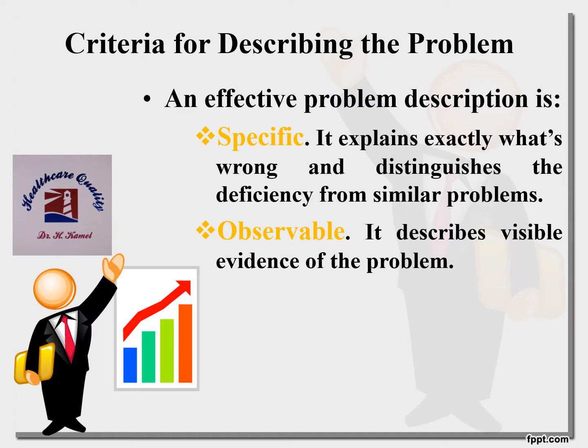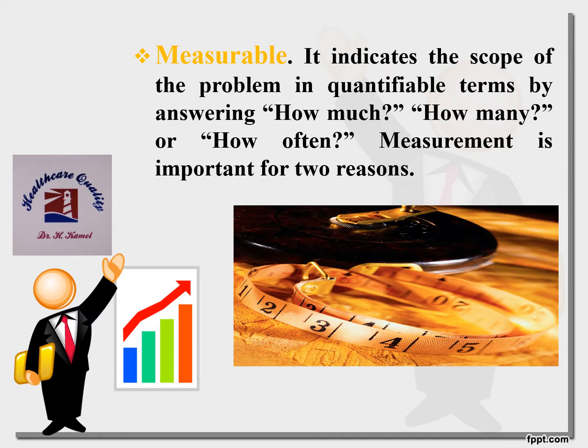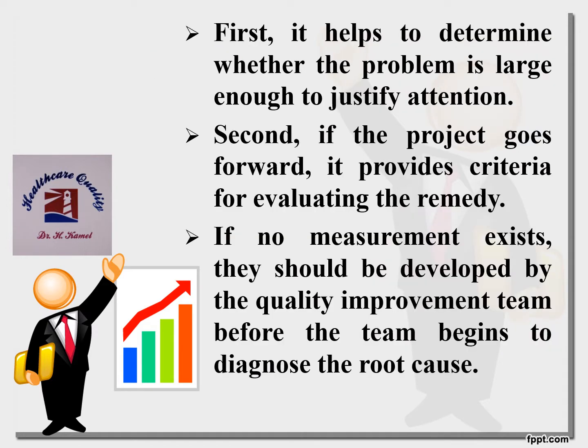Number two, observable. It describes visible evidence of the problem. Number three, measurable. It indicates the scope of the problem in quantifiable terms by answering how much, how many, or how often. Measurement is important for two reasons. First, it helps to determine whether the problem is large enough to justify attention. Second, if the project goes forward, it provides the criteria for evaluating the remedy.